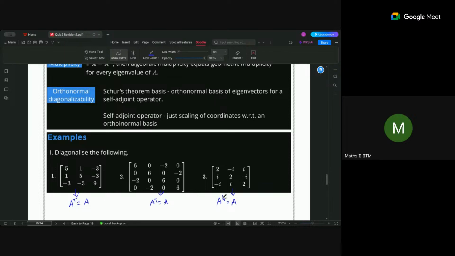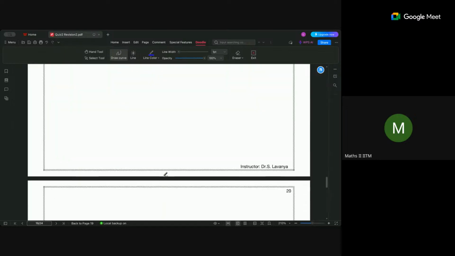So for a self-adjoint operator, you know that all of them are diagonalizable. You don't have to check whether they are diagonalizable. You simply have to find eigenvalues and eigenvectors and form the matrix P and P inverse. Right? Fine.